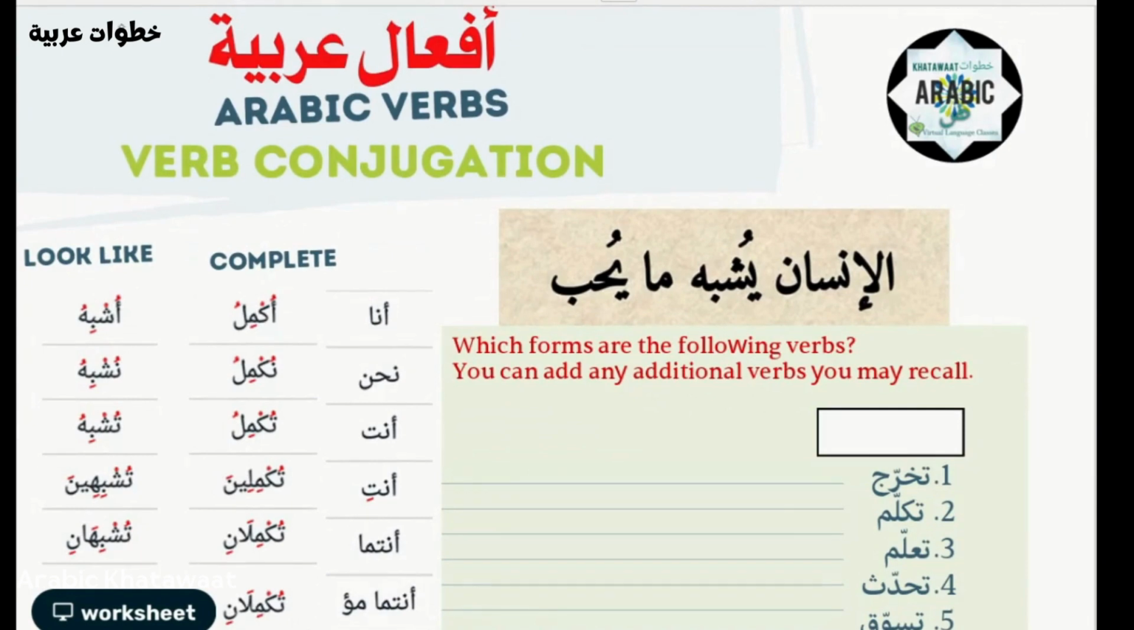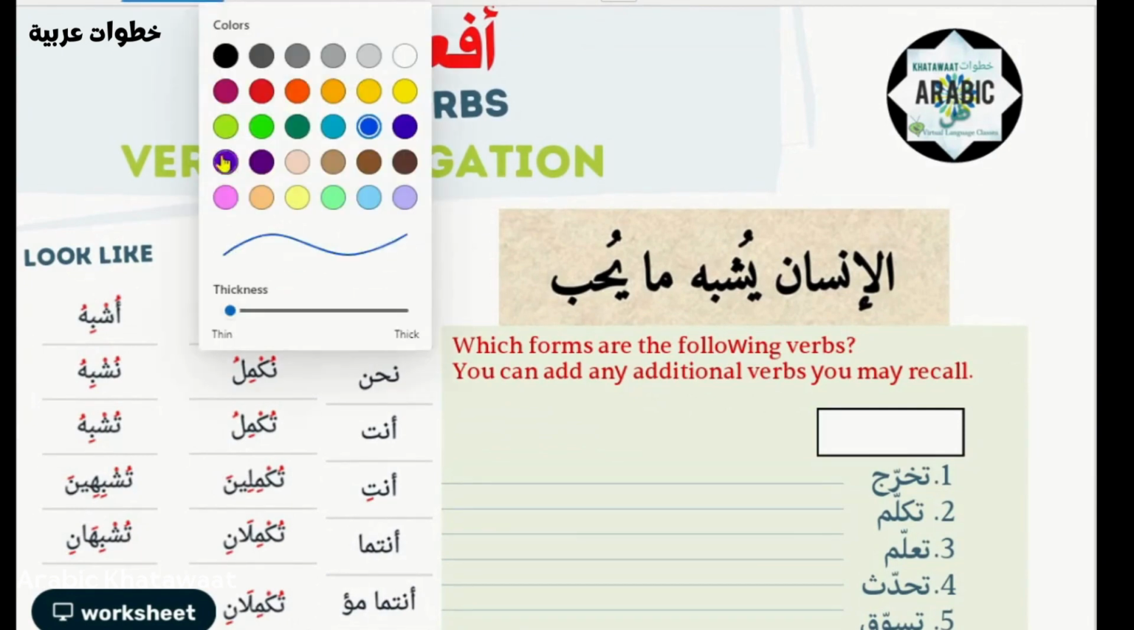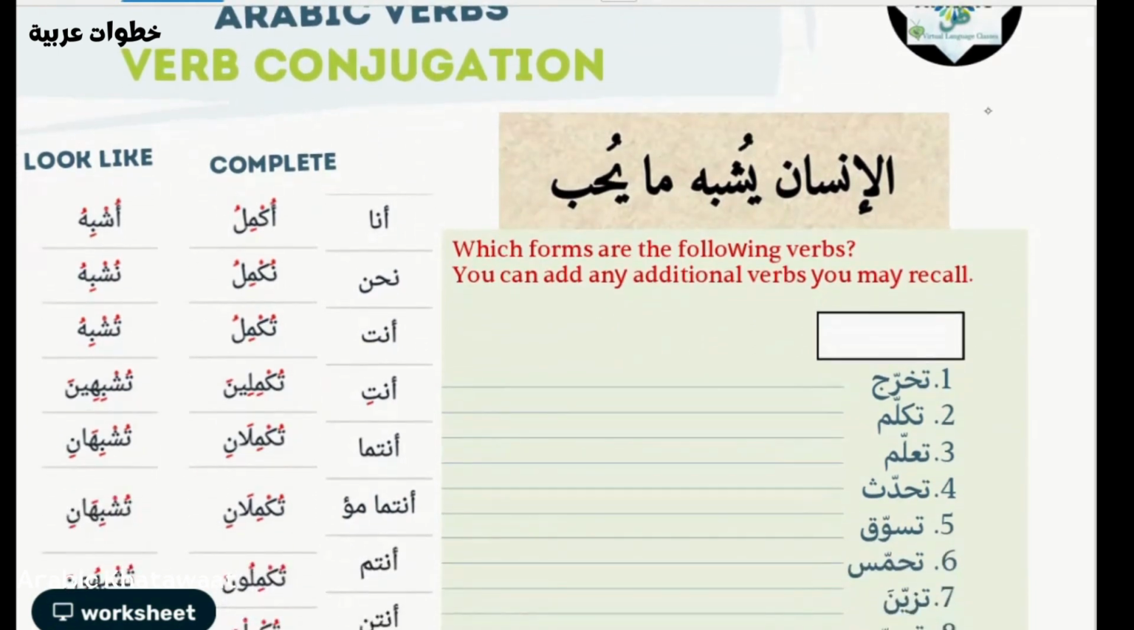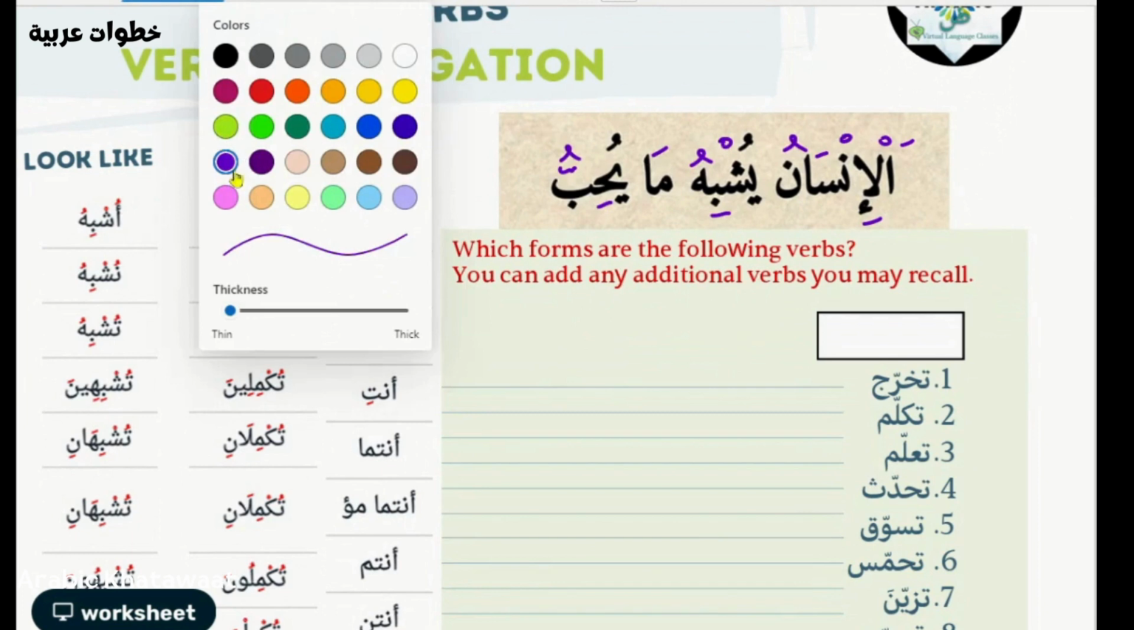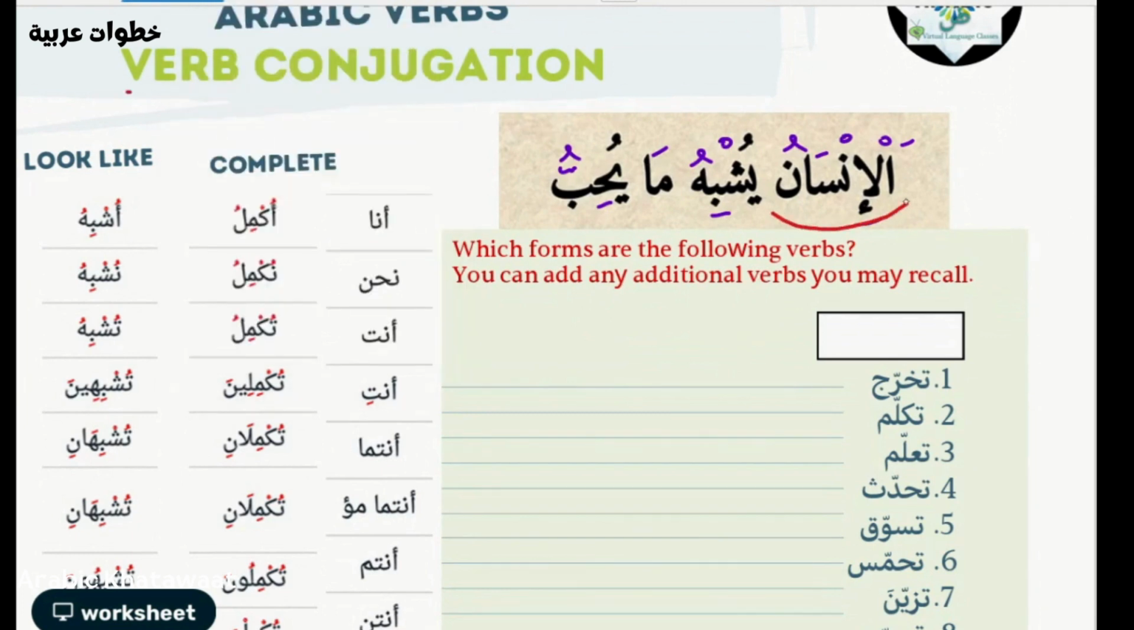The first thing we have to do is look at this phrase that we have here, which is الإنسان يشبه ما يحب. الإنسان يشبه ما يحب. And this means the person, and then insan literally means the humankind, which is the human, but this means person in this context. So the person or the individual or the human, al-insanu, yushbihu ma yuhibbu.